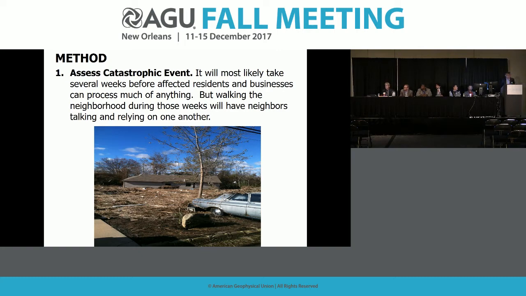On Fox Beach Avenue, there were 3 longtime residents who perished in the storm. So those first couple of days, first couple of weeks, were full of despair, especially for such a close-knit community. But walking the neighborhood during those weeks will have neighbors talking and relying on one another.